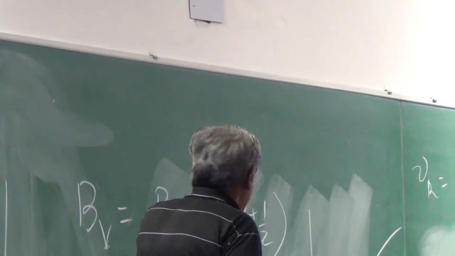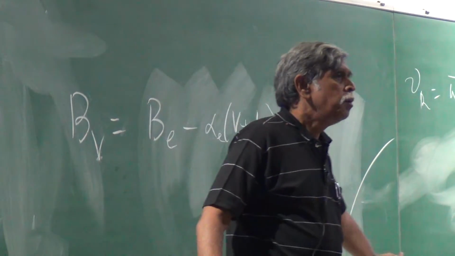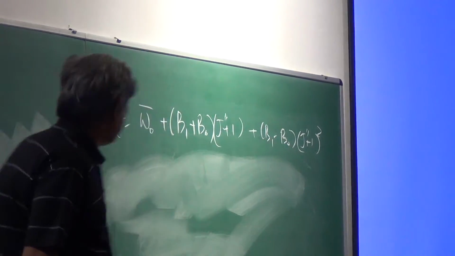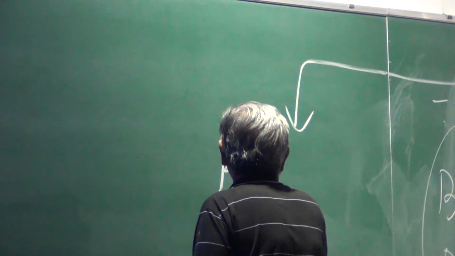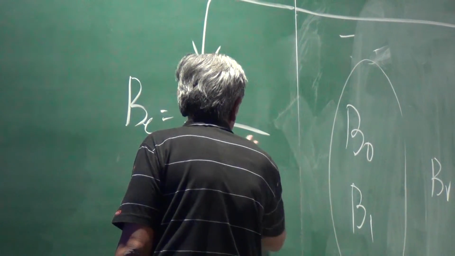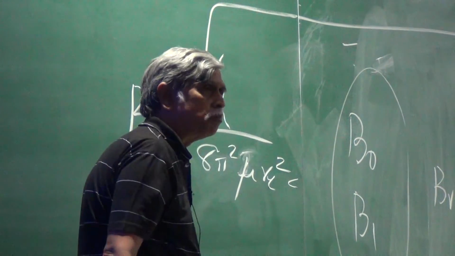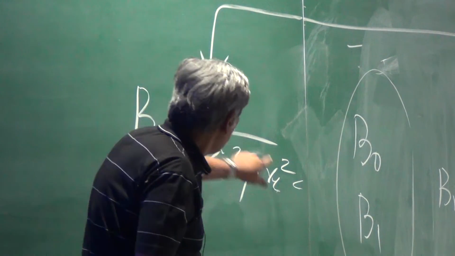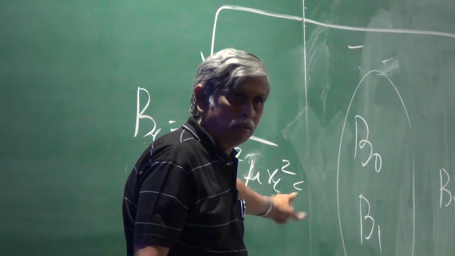So once I know BE, I can go back and estimate RE. And you know how to do that, with h squared by 8 pi squared I. That I now would be mu RE squared. And therefore, starting from here, B equals h by 8 pi squared c times I over mu RE squared. For c, it is a wave number. So for BE, I must put RE out here. If it is B0, what do I put? R0. If it is B1, I put R1 and so on.